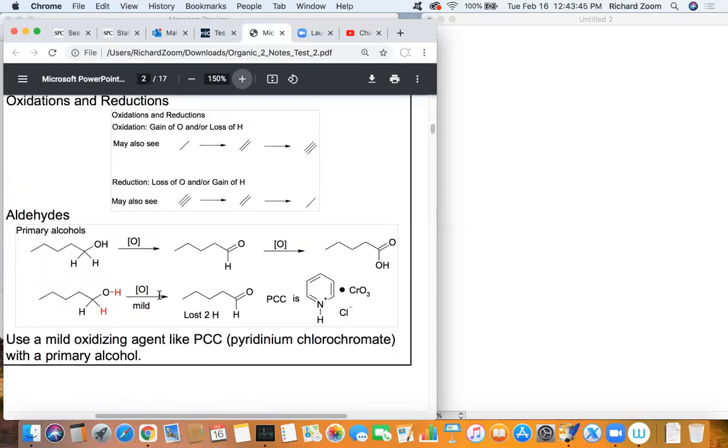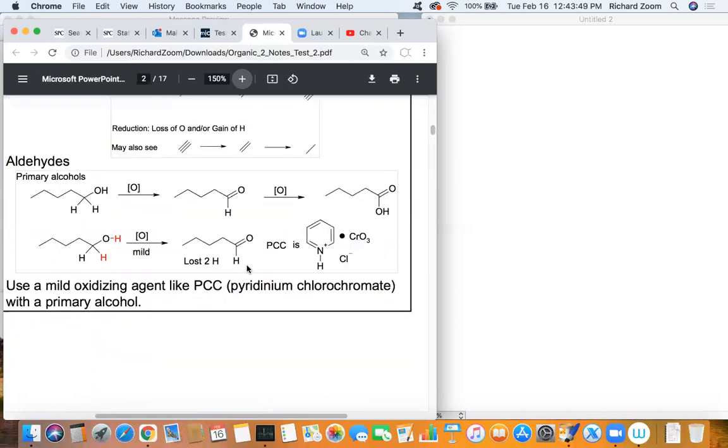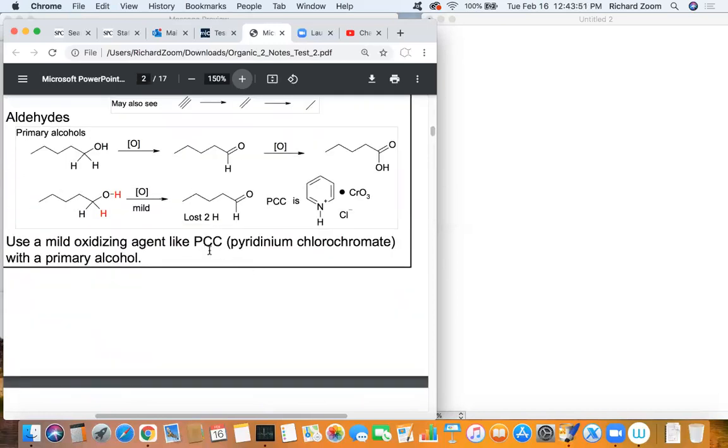All right, does anybody have any questions so far? Okay, so PCC, or pyridinium chlorochromate, is a mild oxidizing agent and allows us to take a primary alcohol and turn it into an aldehyde.